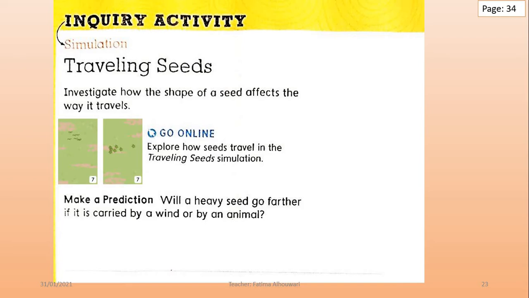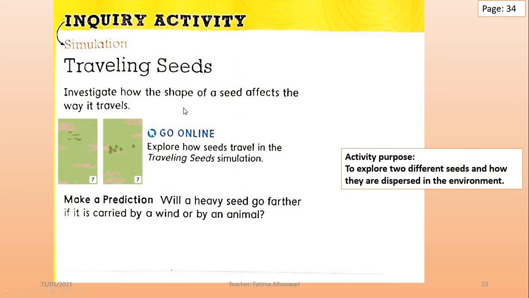Today we have an inquiry activity. It's a simulation of traveling seeds. The purpose of this activity is to explore two different seeds and how they are dispersed in the environment. You have observed different sizes and shapes of seeds. And now you will explore how the shape and size of a seed can affect how it's dispersed or spread.